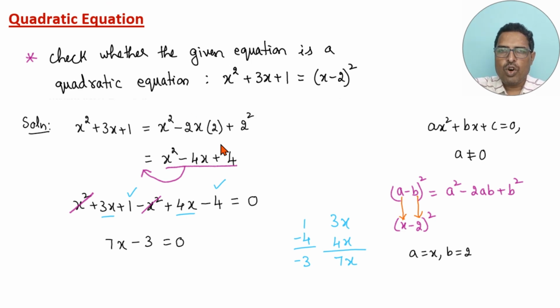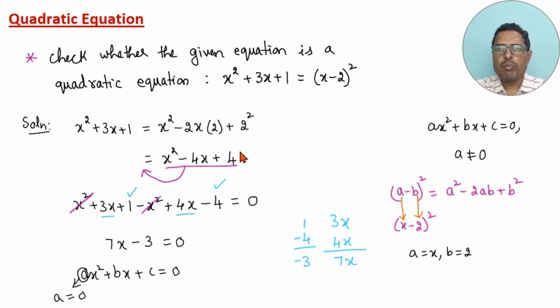For a quadratic equation, you have to get an x square term. But here the x square term is missing, right? If it is a quadratic equation, you have to get the expression in the form of ax square plus bx plus c is equal to 0. But here the x square term is missing, which means the value of a in this case is 0. But the condition is, for a quadratic equation, a should not be equal to 0, right? But here we are getting a to be 0.